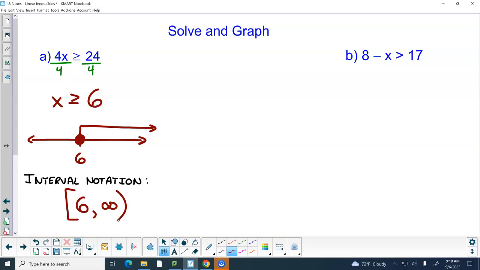Okay? So those would be the 3 possible ways that we would have you give an answer to an inequality. Okay? Actual inequality, graph, interval notation. Good? Okay. Let's try letter B together. What would you like to do first?